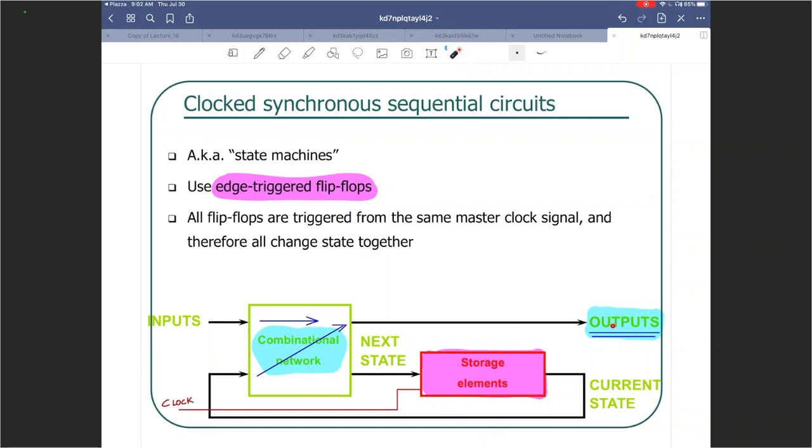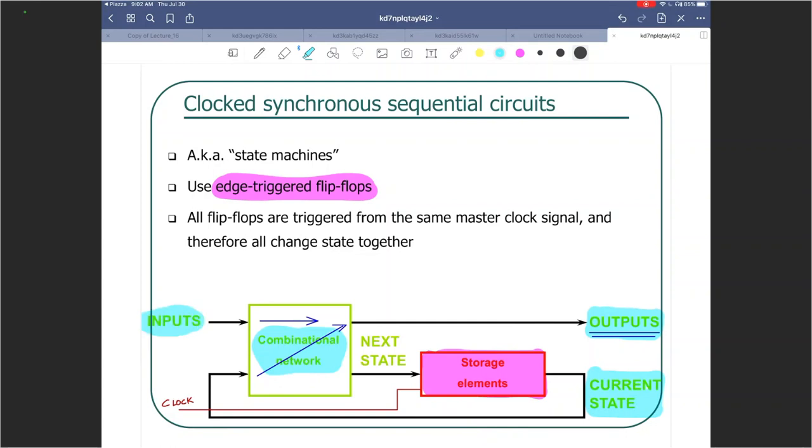So my question is, if the outputs depend on two things here, indicated by these two blue arrows, I am saying that there are only two things I need to worry about: outputs depending on the current state, and outputs depending on both the current state and the inputs. So let me highlight that in blue. Both current state and the inputs.